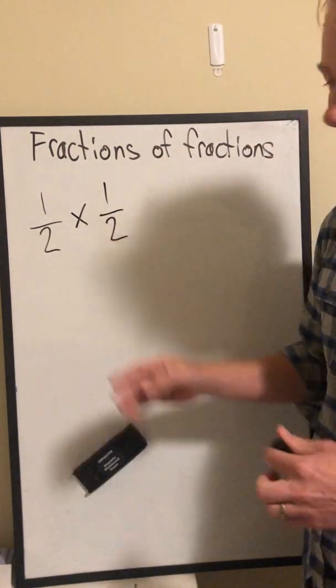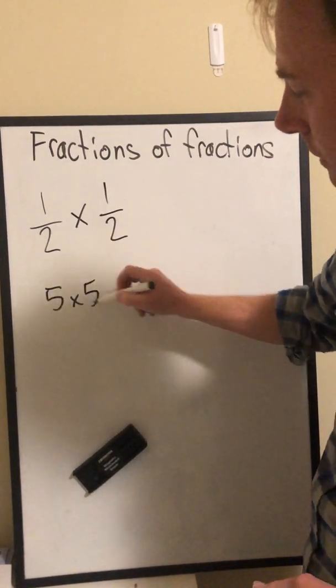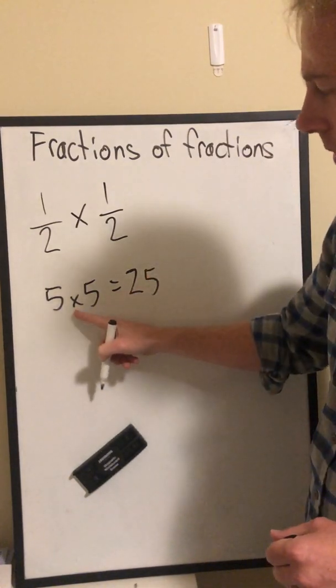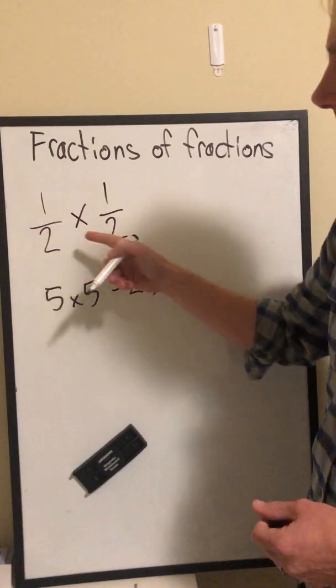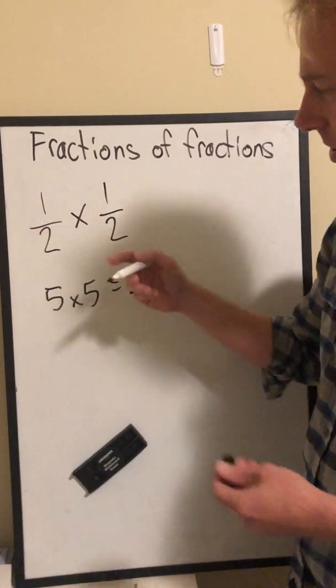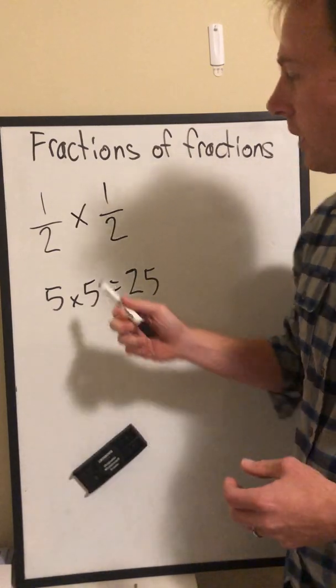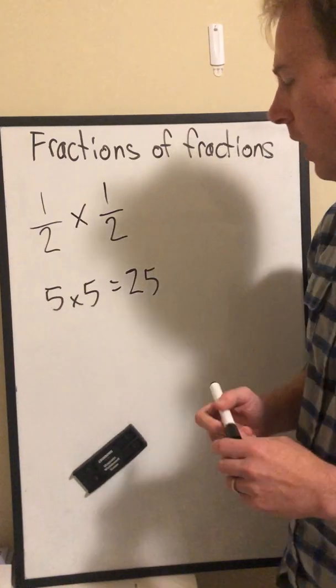So when we say 5 times 5 is 25, what we're saying really is 5 groups of 5, is 25. And this is the same thing, half of a half. So this symbol does mean multiply, and that's a way of saying of. Okay, 5 of 5, so 5 groups of 5, and half of a half.